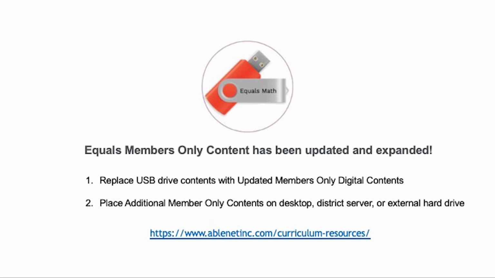To access the most up-to-date Members Only, click on the Members Only Digital Content Request form. This will take you to a form to fill out. Once you complete this form, you will receive an email from AbleNet Customer Service with links to download the updated Members Only content, as well as additional Members Only content. These files can be saved directly onto your computer.